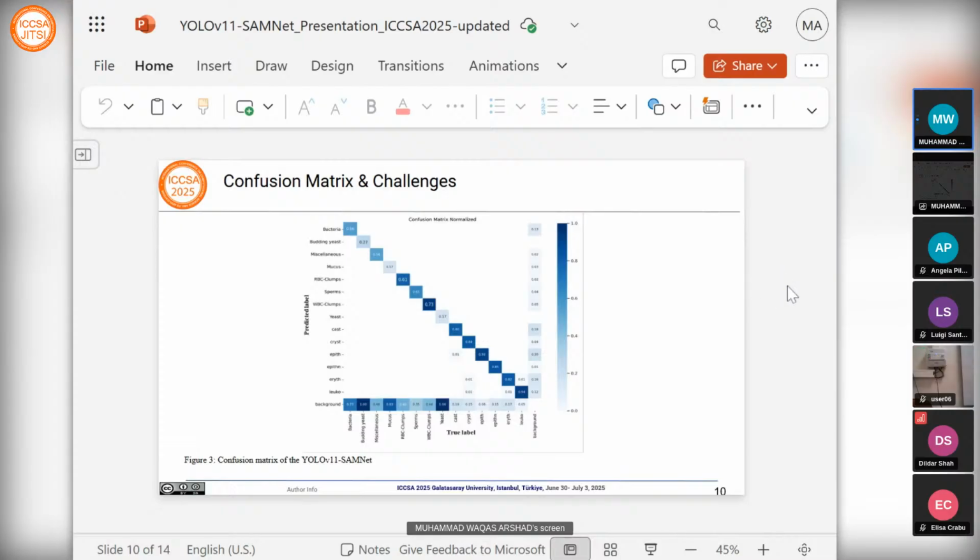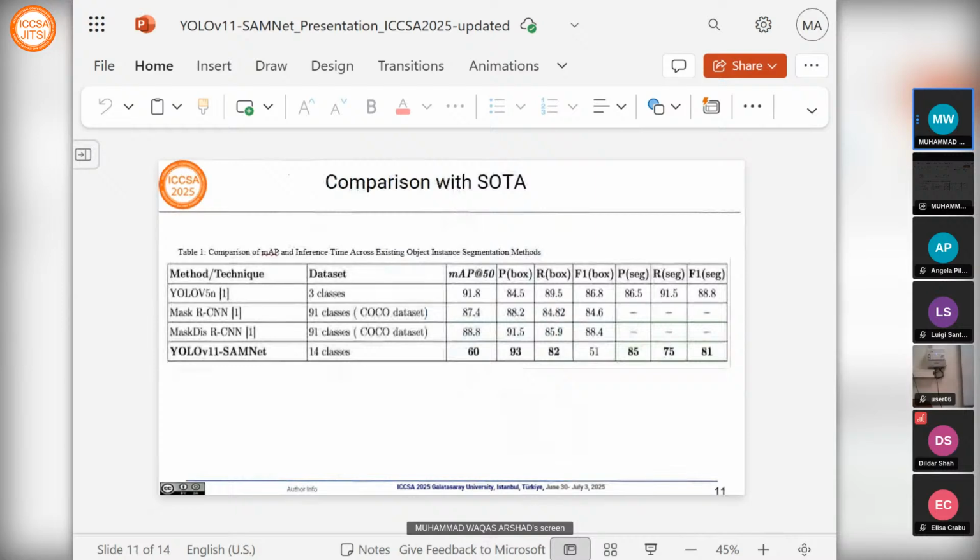So the next slide is about the comparison with the state of the art. Just to remind again, this dataset is not yet publicly used.